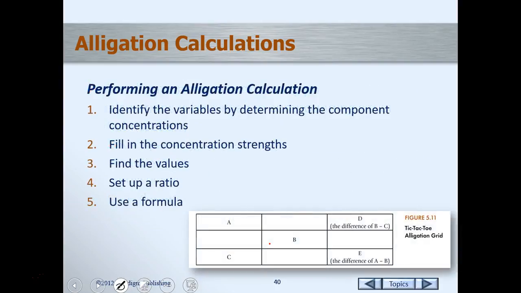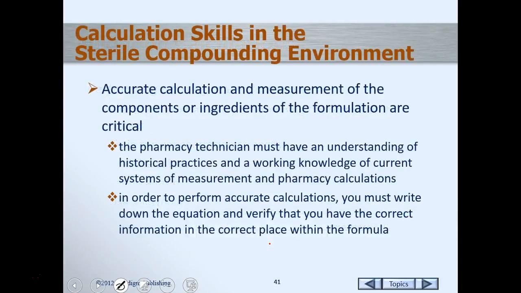But this is just the process of alligation. The book does discuss it. You also did it in math, and I believe in pharmacy practice. So for calculating skills, it's really important to have accurate calculation and measurement of the components that we're doing. We don't have a way to correct once a fluid solution has been administered to a patient. So if it's made improperly, it actually could cost a patient their life. So we really need to make sure that we're doing all our calculations properly.